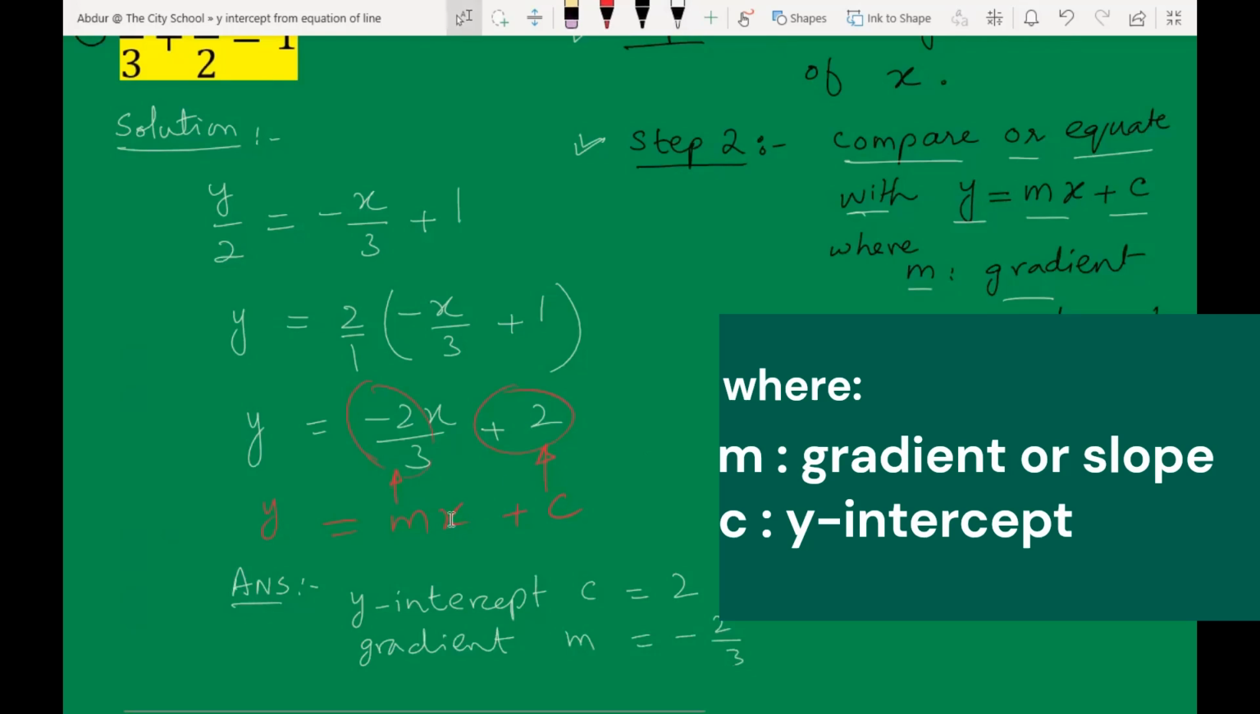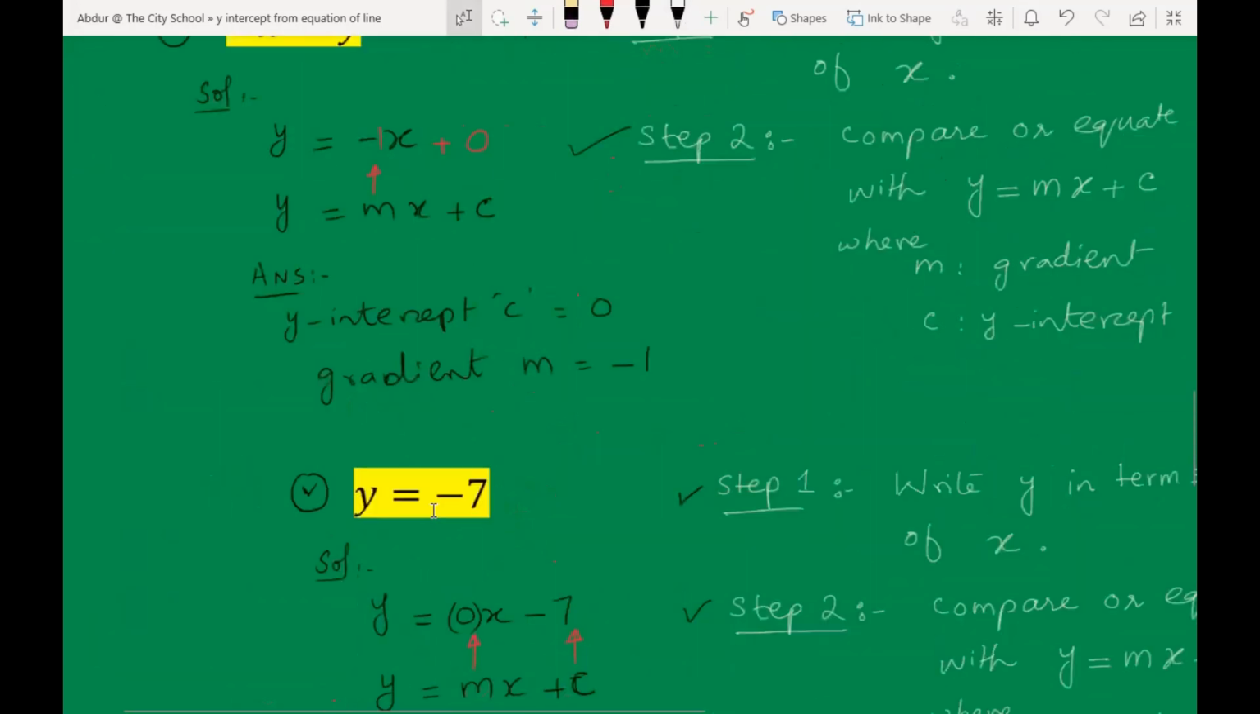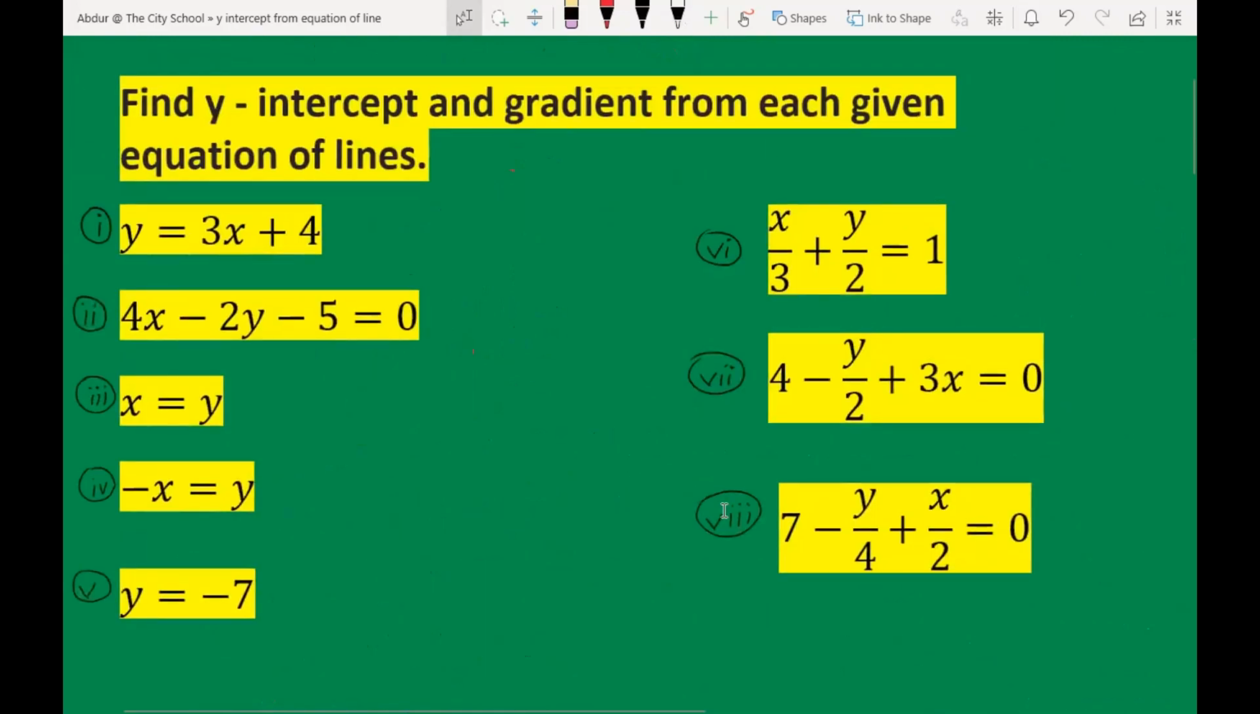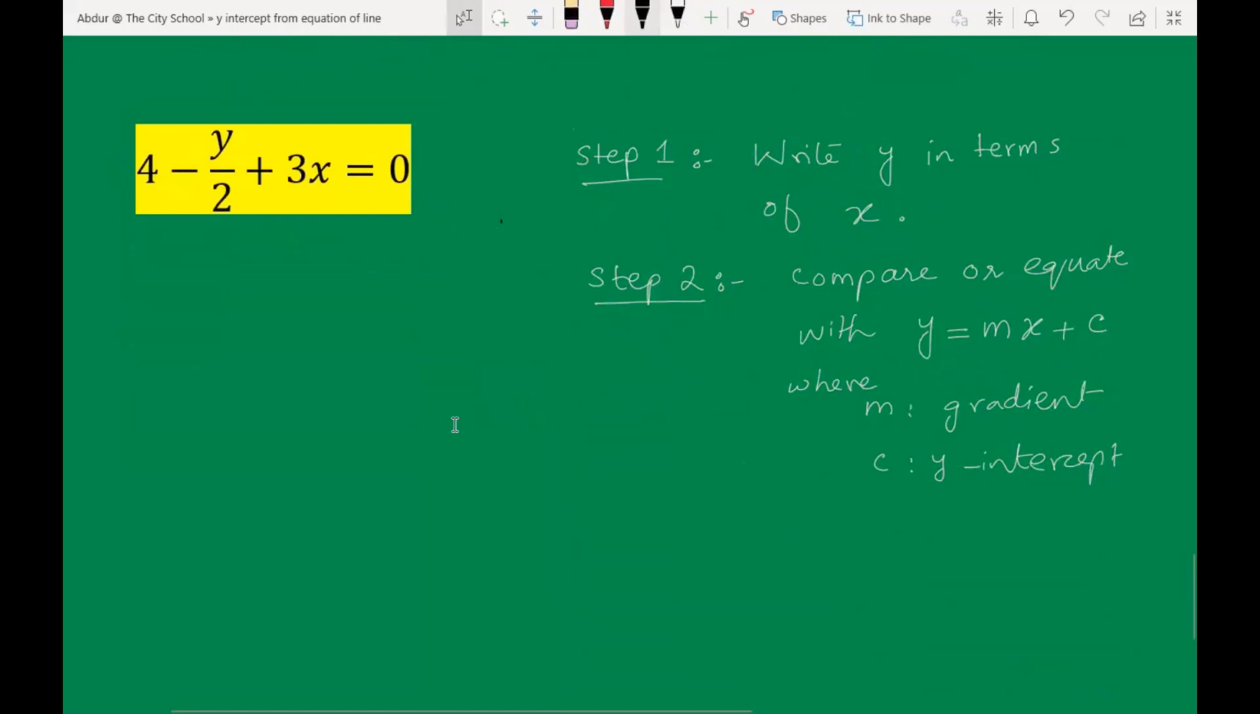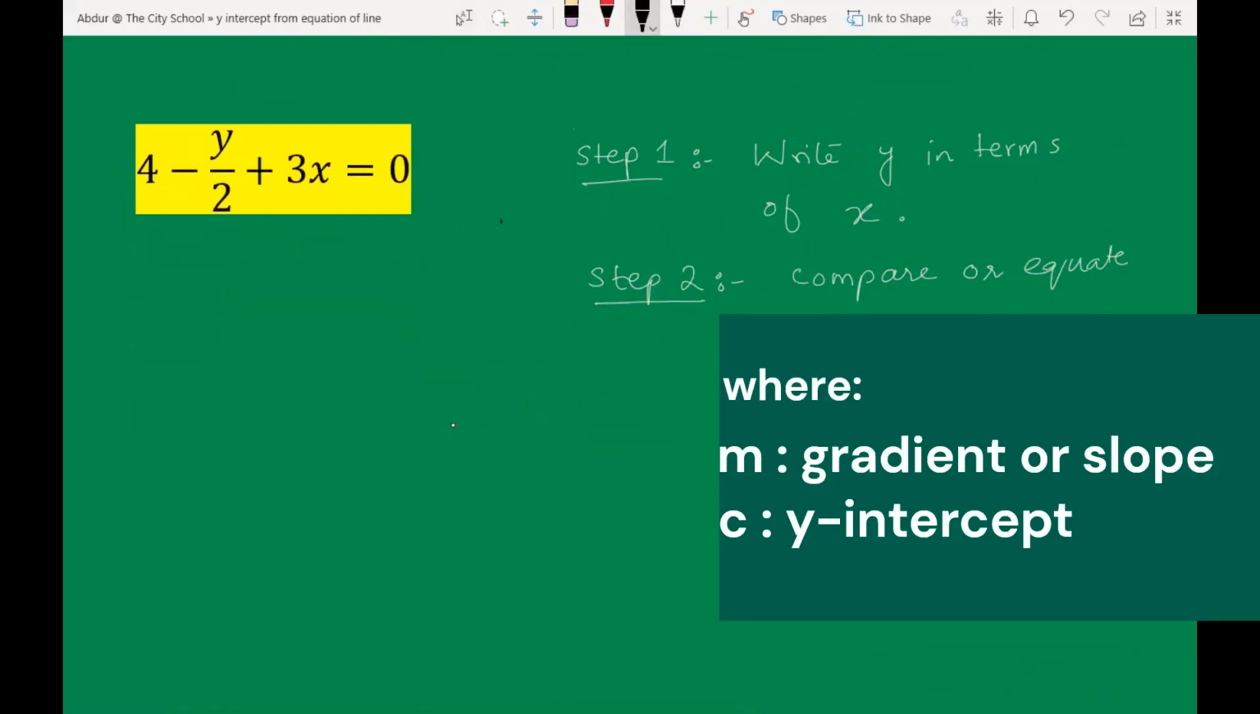Now, let's take another example, number 7. This was the 6th. Example number 7. 4 minus y over 2 plus 3x equal to 0. So, I'm going to follow step number 1. Step number 1 is write down y in terms of x.